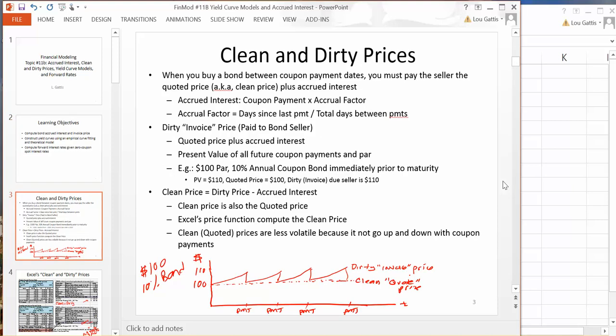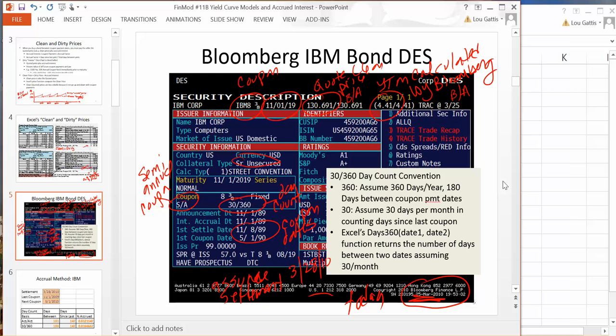So the first thing I'm going to talk about are clean versus dirty prices. If I were to look at a price of IBM on Bloomberg or Reuters or TradeStation, it might look like this. So here's from Bloomberg. It's an IBM bond, and it has a price of $136.91, which means it's selling for about 131% of par. This price represents what we call the quoted price or clean price.